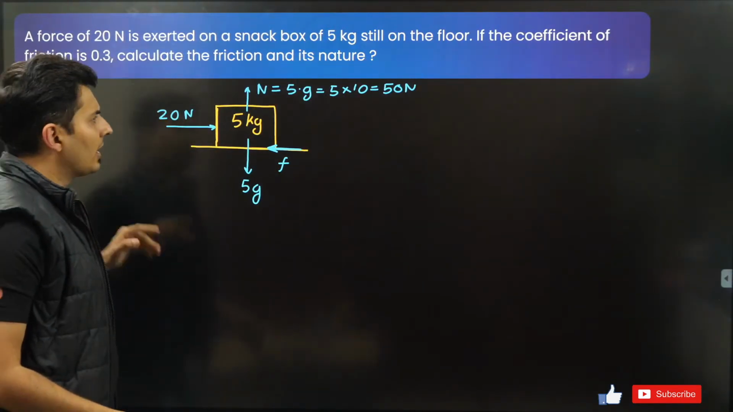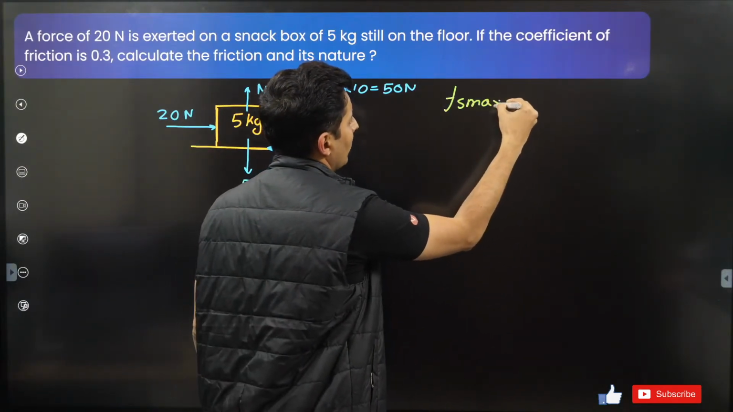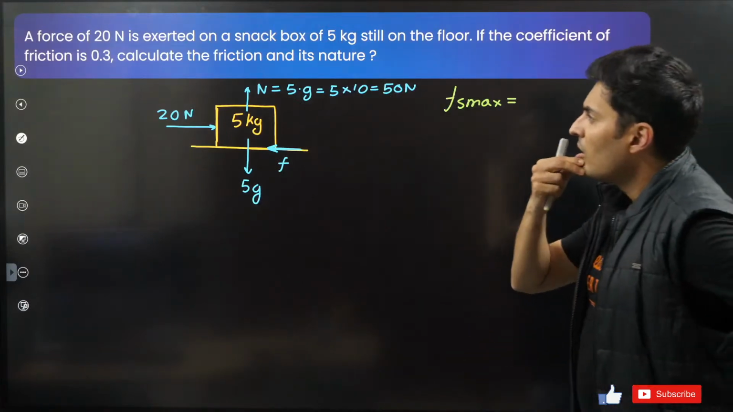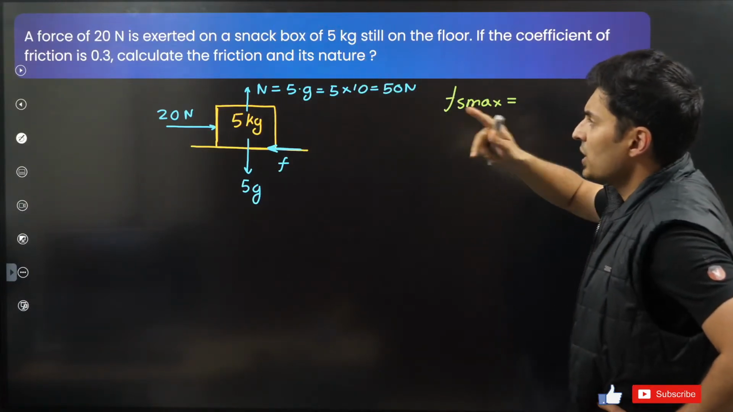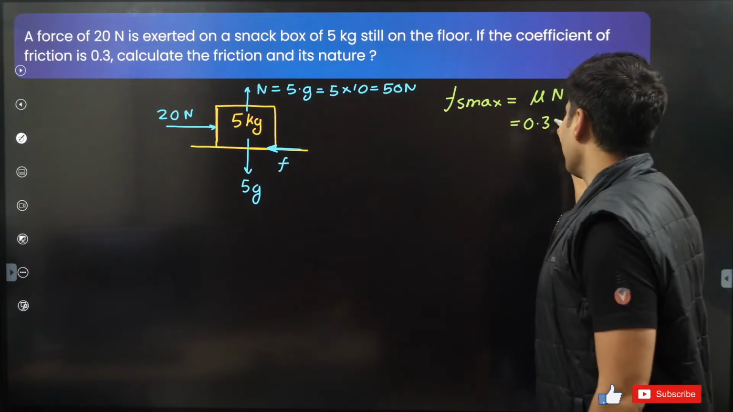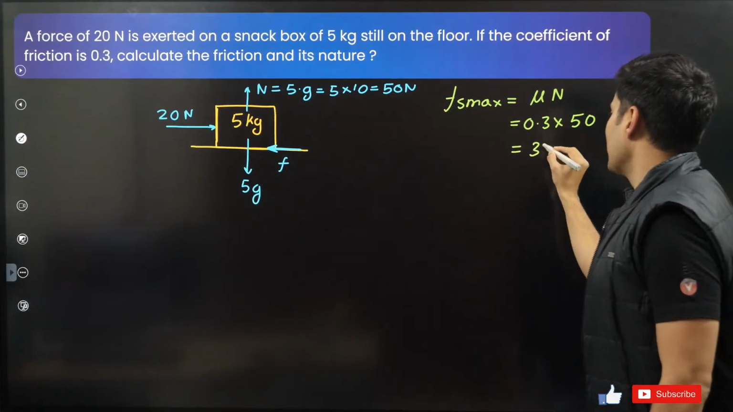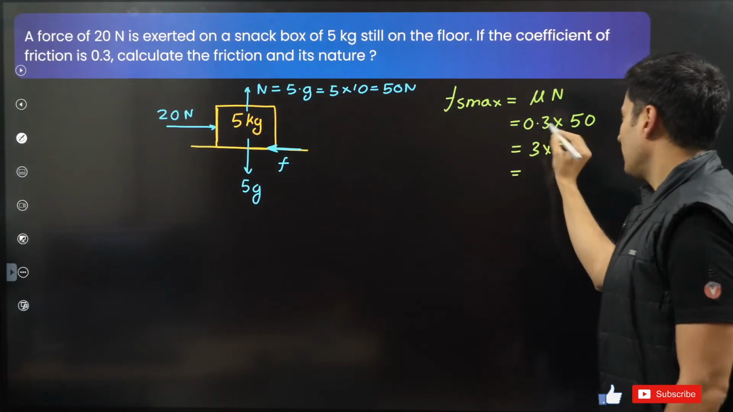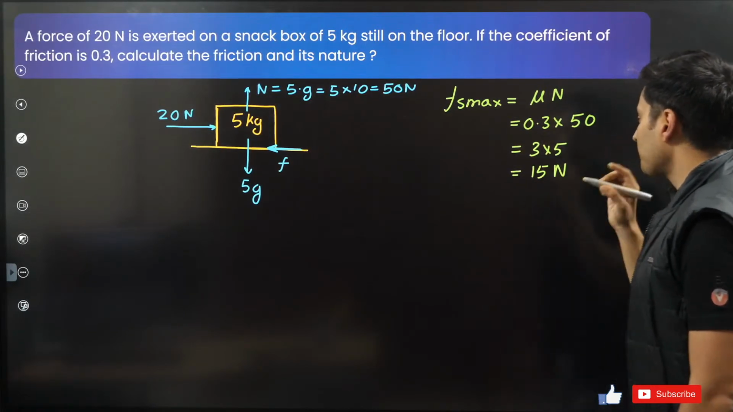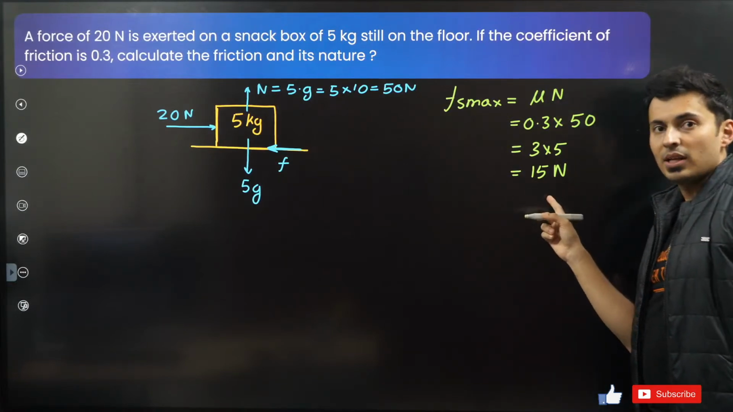Okay, let's do one simple calculation. Let's try to find out what is the value of Fs max. Is it even moving or not? Let's find it out. Friction coefficient is 0.3. So it is mu into N. Mu is 0.3, normal force is 50. So I can just bring it like this, 3 into 5, the decimal I swallow with this 10. 3 5s are 15 Newton. Oh, look at this. Limiting friction is 15.